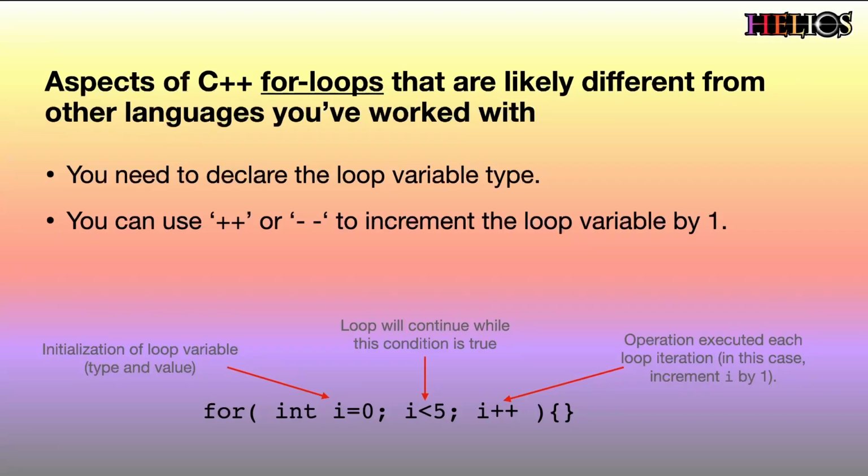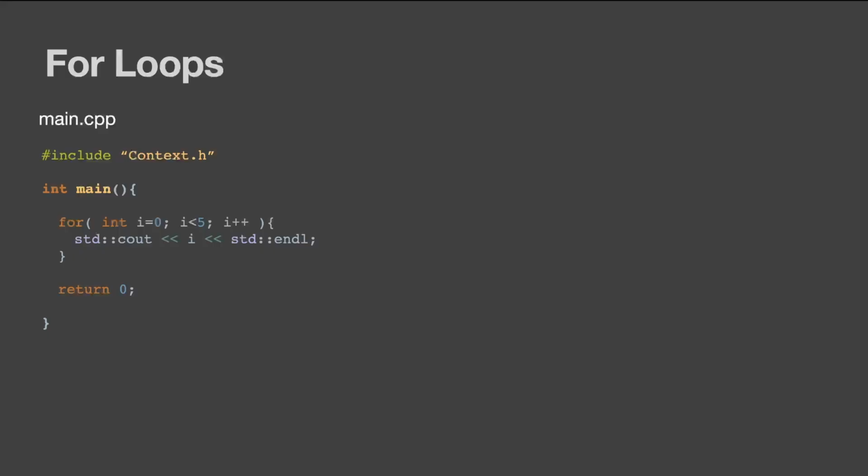It'll do it again, and then so on and so forth, while I is less than 5. Here's a quick example of just printing out our loop variable. This is very similar to what we just saw on the previous slide. Here we've just added some stuff to do inside of the scope of the for loop. Here we're just printing out the value of I.